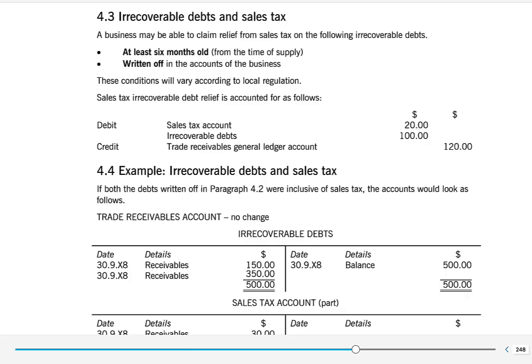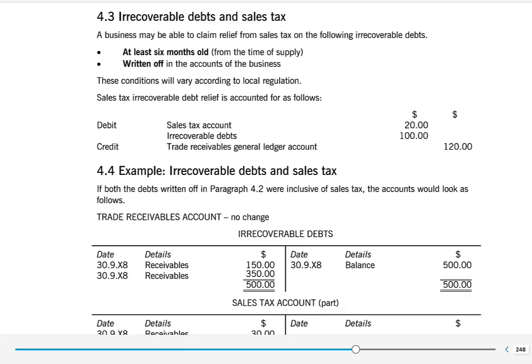The book lists conditions such as at least 6 months old from the time of supply, written off in the accounts of the business. And the book reminds us, conditions vary according to local regulation. Why is this section here? Because when you originally made the sale, you treated the sales tax as tax you collected on behalf of the authorities. If the customer never pays you, you may not want to be left paying tax on money you never received. Some systems allow you to reclaim that tax element, but only after rules are satisfied.